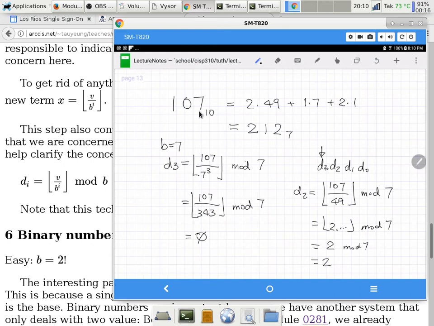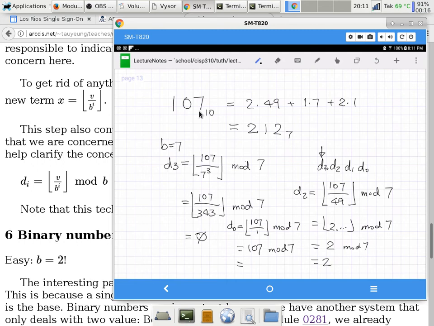Is that okay? So we want to check the other two. We want to check D1, D0. I'm running out of space here, let's put it just here. D0 is 107 divided by 1, the whole thing mod 7, because 7 to the power of 0 is 1. Alright, cool. So this whole thing is now just 107 mod 7. And what is that? 2. So it's the remainder of 107 divided by 7.